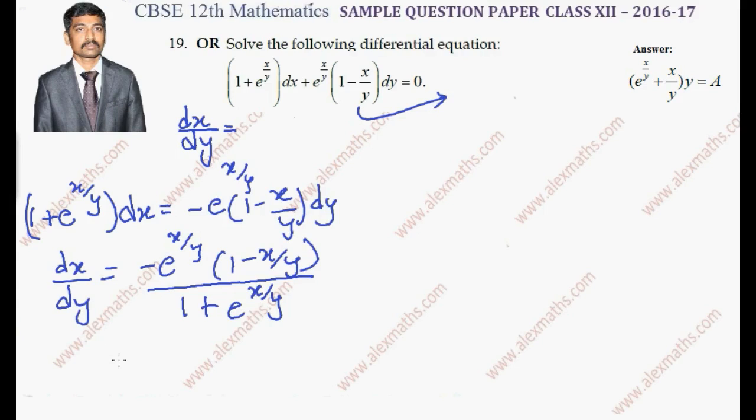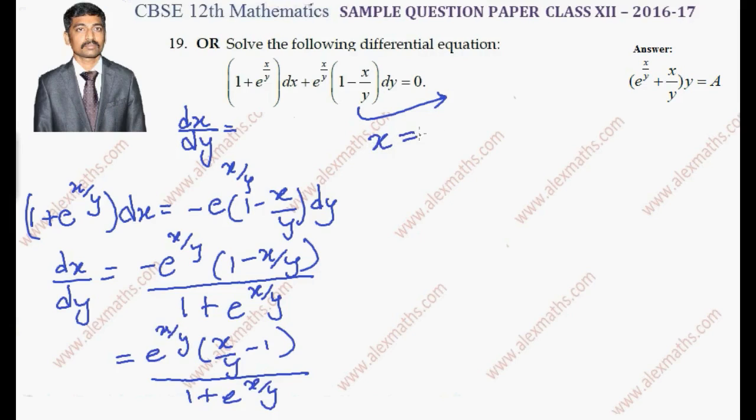This minus we can take inside the numerator. So we are left with e power x by y into (x by y minus 1) whole divided by 1 plus e power x by y. Now this is of the form of a homogeneous differential equation, so we have to give the substitution x is equal to vy.